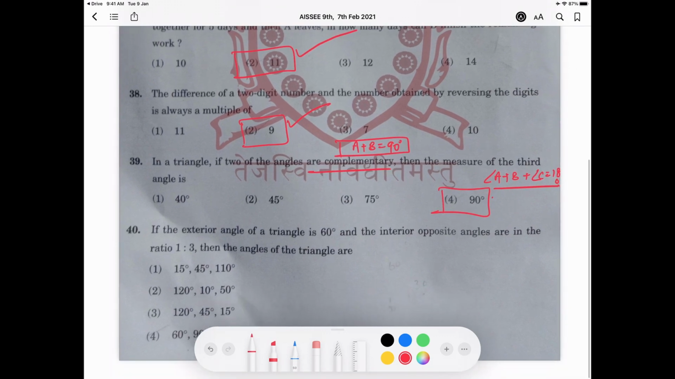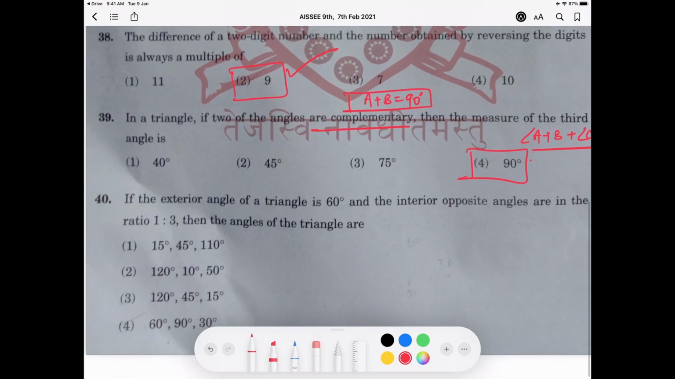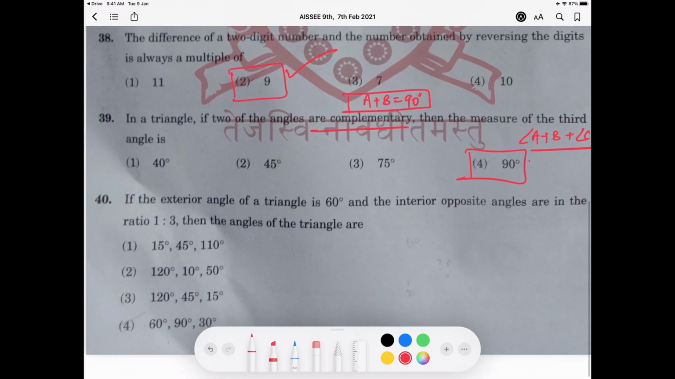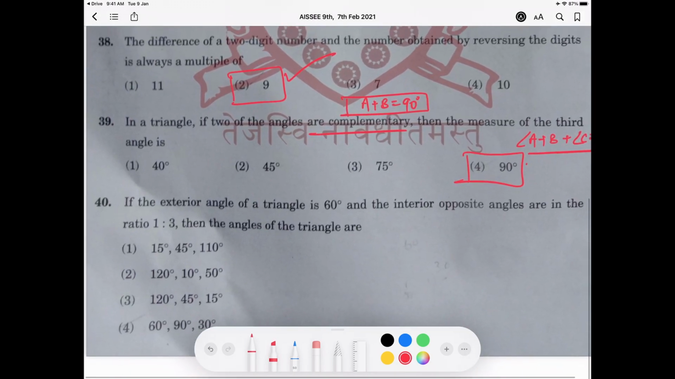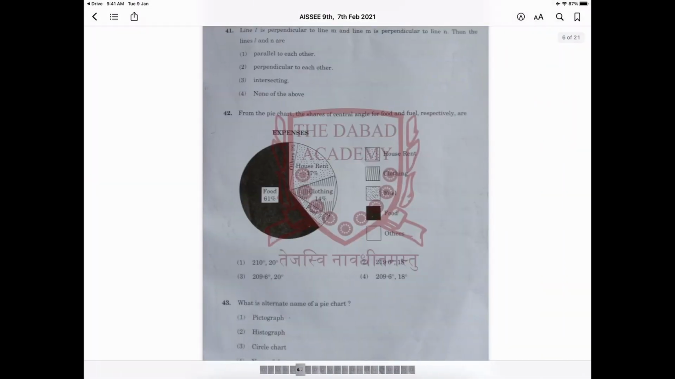Okay. In question number 40, the correct answer is 15 degree, 45 degree and 120 degree, which is option number 3. Right. Moving on to the next page.